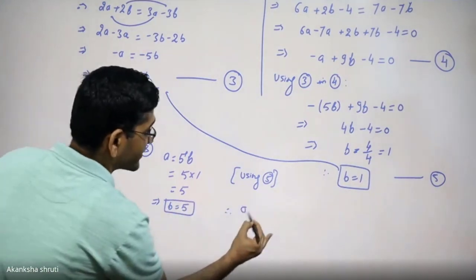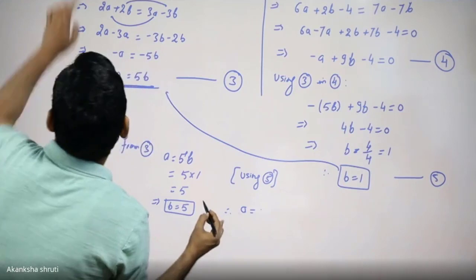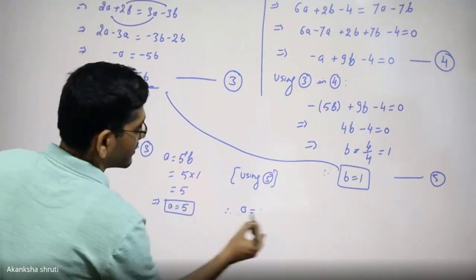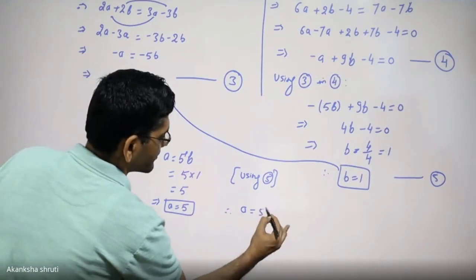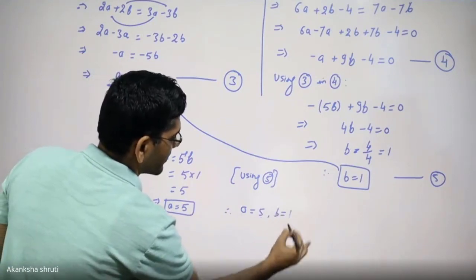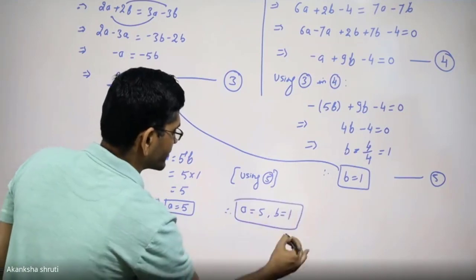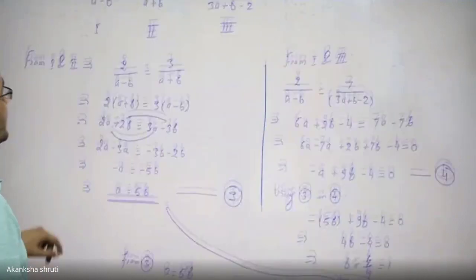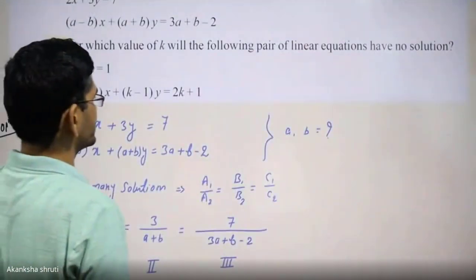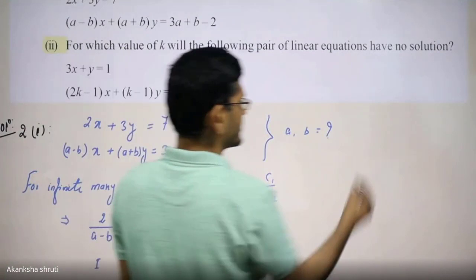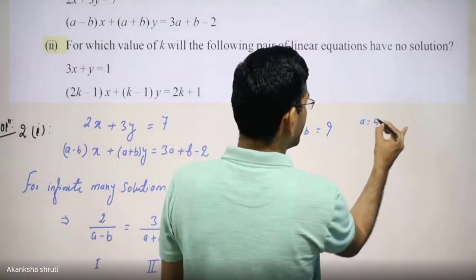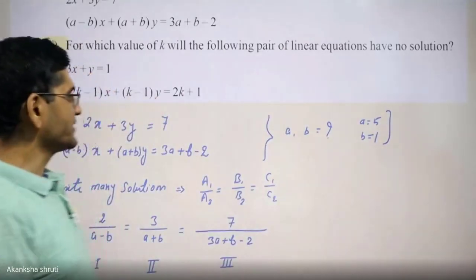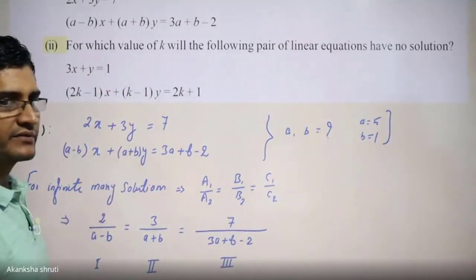Therefore, our a is 5 and b is 1. This is the required answer. This way the a and b are calculated for infinitely many solutions. Students, here we have calculated a is equal to 5, b is equal to 1. But whether it is satisfying this or not, you can verify by substitution.